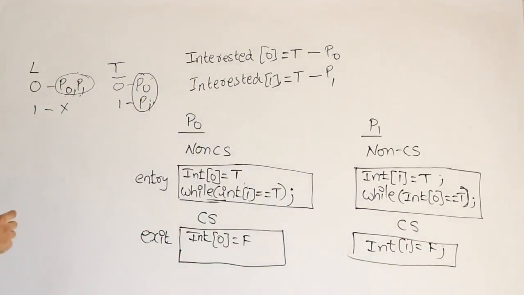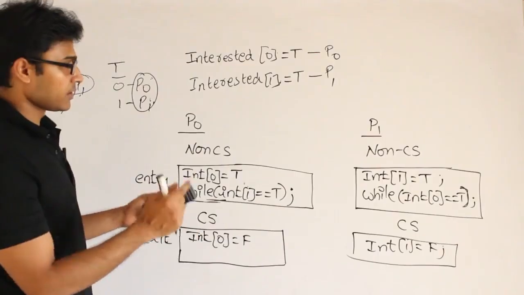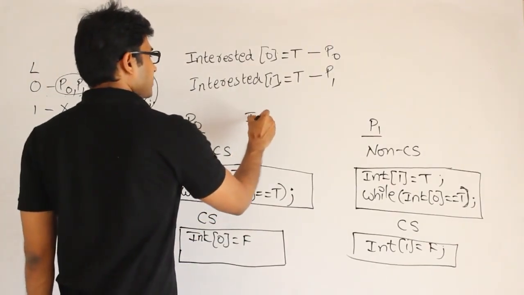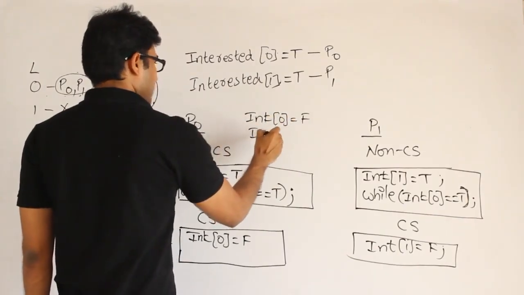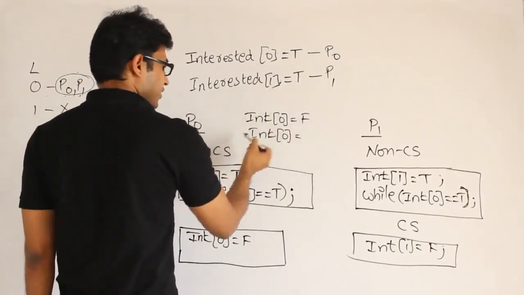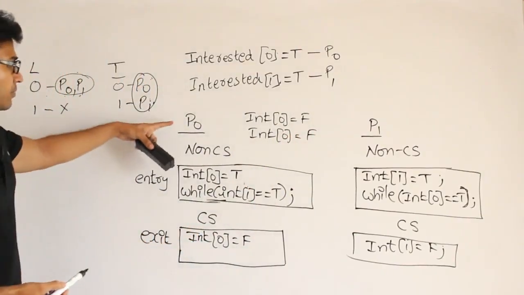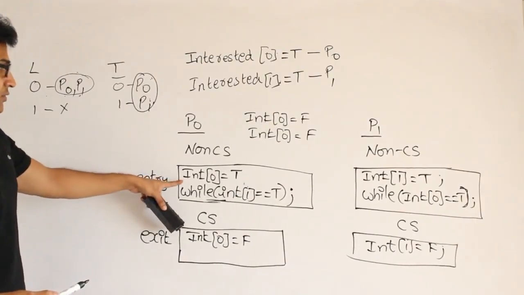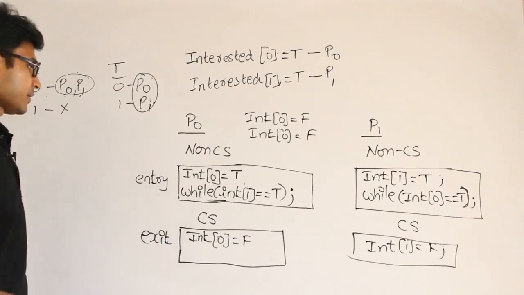Now let's see if mutual exclusion is possible, which means is it possible that both the processes can enter the critical section simultaneously. Observe this. Interested of 0 initially is false, and interested of 1 is also false. Now when P0 wants to enter the critical section, it will make interest of 0 true, and it will see that the other one is not interested, therefore it can enter the critical section.